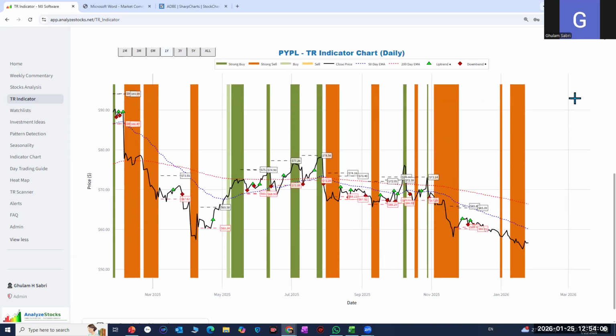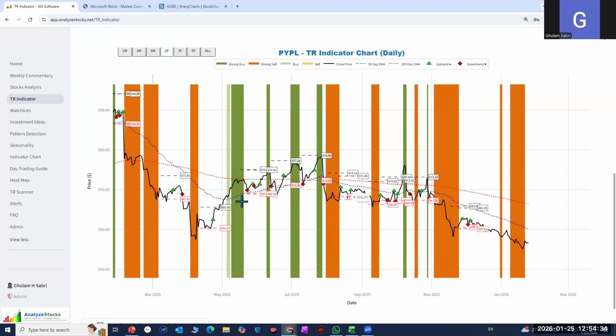Okay, this is PayPal. It tried to come back, a green zone was established, and then it wavered. Every time it tried to reach this buy point, it failed. This means the stock is fundamentally weak. There's something wrong with the industry group, not just the company. And once it establishes a strong sell zone, then it keeps sliding downwards, keeps sliding downwards. So this is not where we want to be.